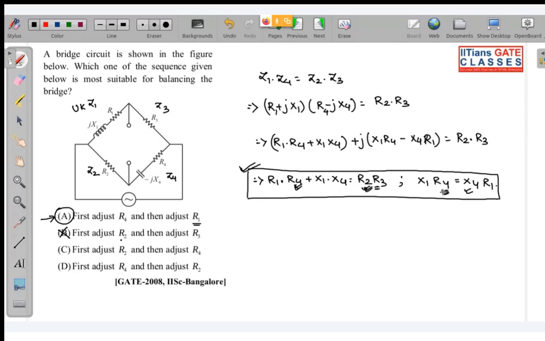R2 and R4. First adjust R4 and R2. So this is quite complex. Is there some mistake in the options? Just give me a second.